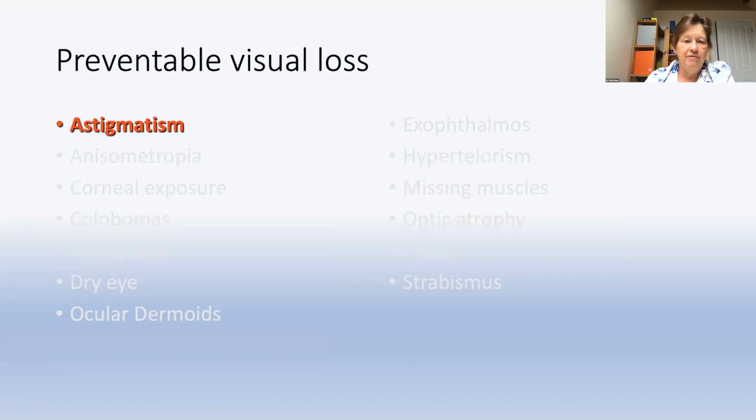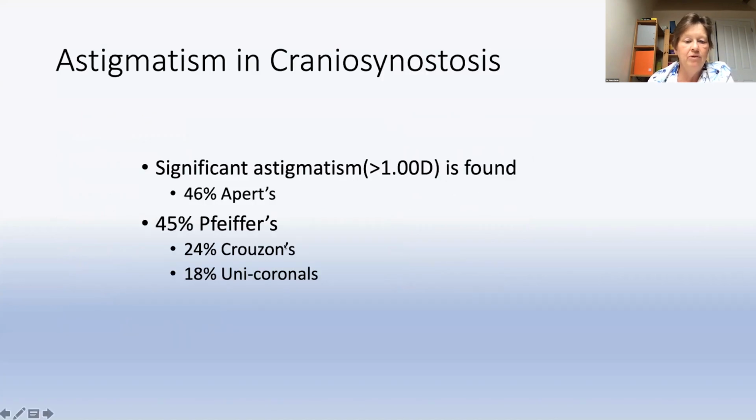So we have the preventable visual loss, and if we were to look at those groups that I was explaining earlier on, Aperts, Pfeiffers, Crouzons, and unicoronals, you can see there's quite a significant amount of astigmatism, with about half of the Aperts having astigmatism, about half of Pfeiffers, a quarter of the Crouzons, and about 18% of unicoronals. So this is quite an important part, is getting these children into glasses.